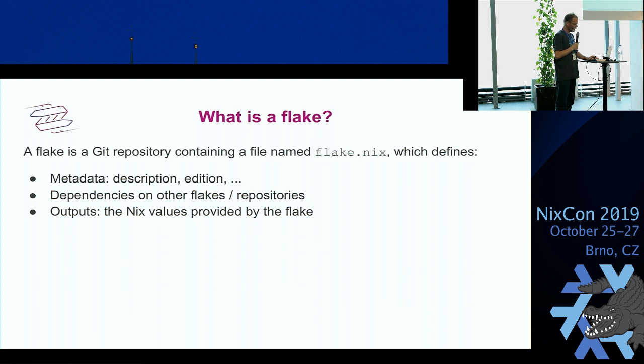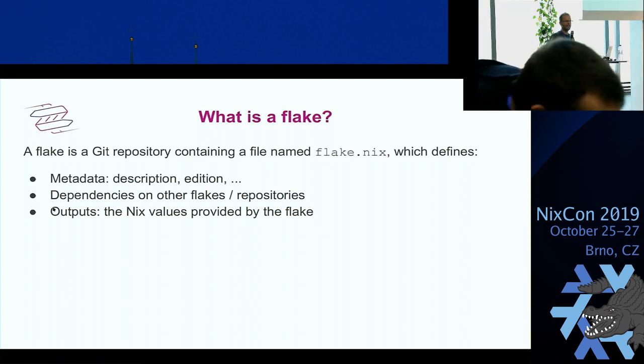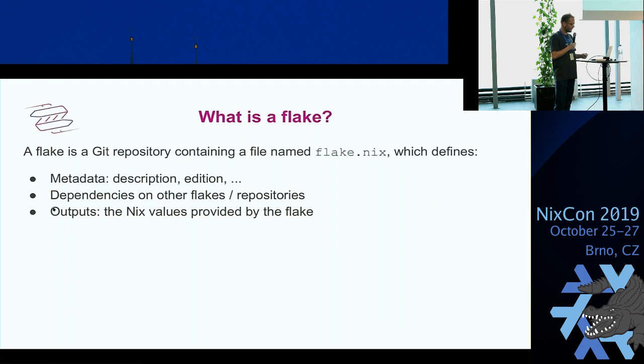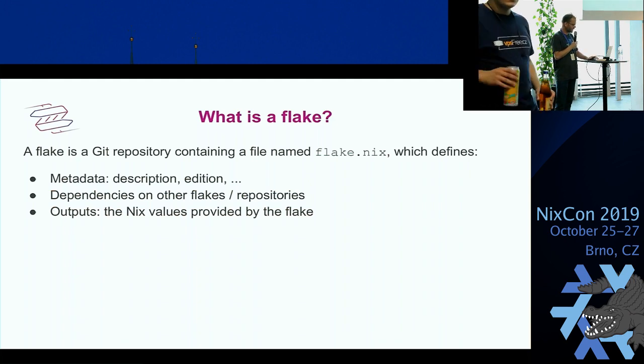So what is a flake? So a flake is actually just a little bit of metadata around the Nix expressions that you already have. So your default.nix or your release.nix. So the metadata is things like a description and an edition. And the dependencies of the flake, so the other flakes that it depends on, like Nixpkgs. And then the main thing is the outputs of the flake, so those are the values that it actually provides.